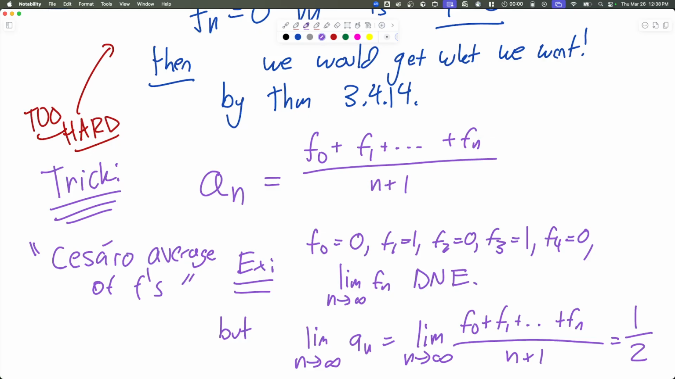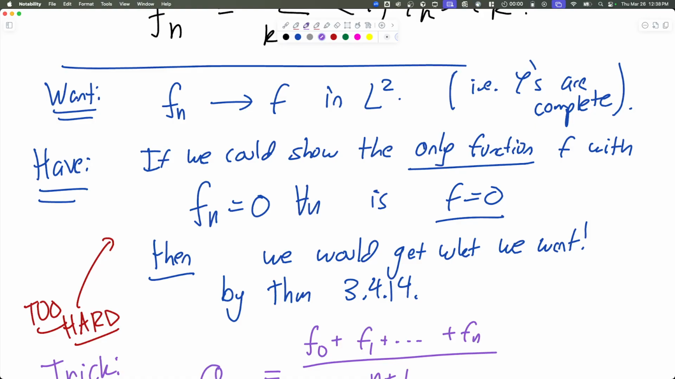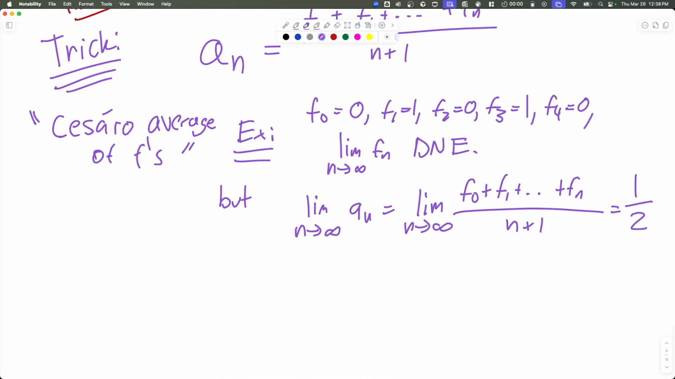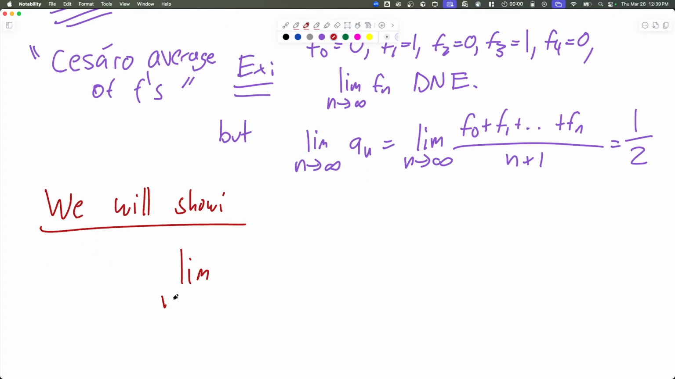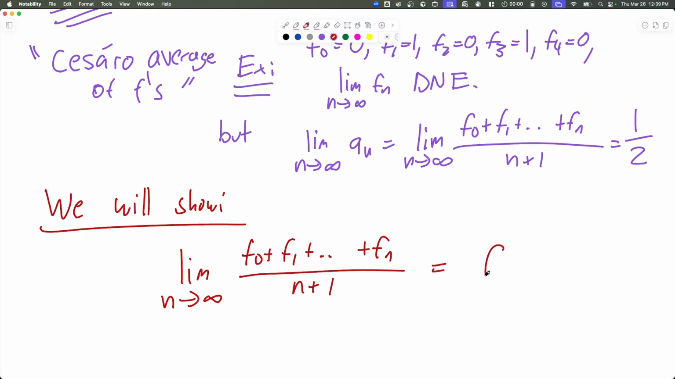So even though it's quite difficult to show that the f's converge to f, proving that the Cesaro averages converge is easier. And so we will show that the limit as n goes to infinity of f0 plus f1 plus dot dot dot plus fn over n plus 1 equals f. So the Cesaro averages do converge. And this one is easier, again, because this is a more forgiving kind of thing to do.